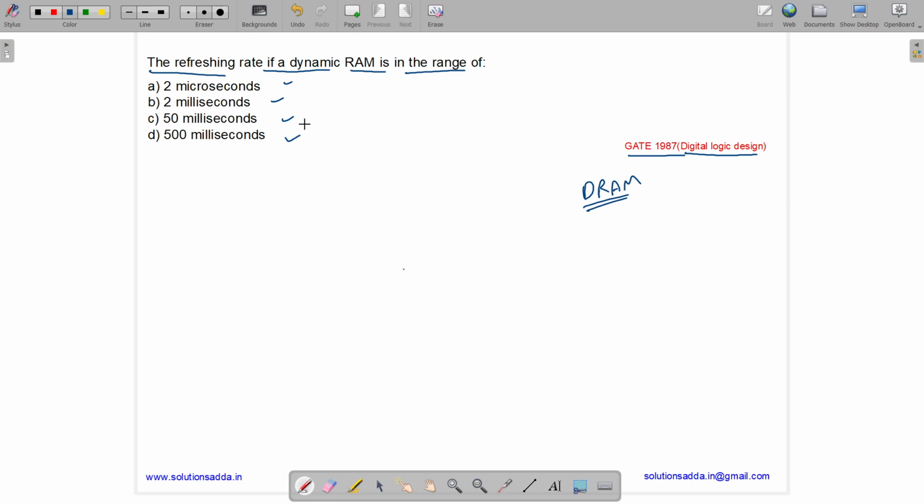So it's basically a question which you need to learn. You need to pre-know it. So first, let me tell you the logic of what this refreshing rate means. So what happens is that we have a RAM, or we can say a DRAM. So how is data stored?